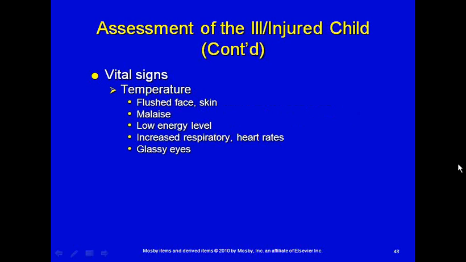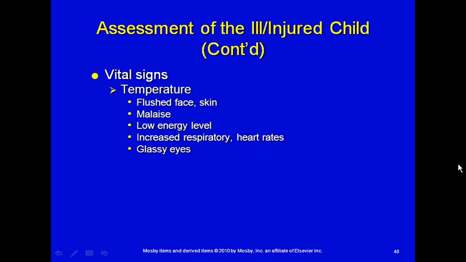Children with flushed face or flushed skin, there could be such a wide variety of things, from illness to environmental to toxins. Malaise is just maybe the caregiver says they haven't been able to eat lately, and just haven't felt like eating or doing much of anything. Low energy levels, increased respiratory rates.